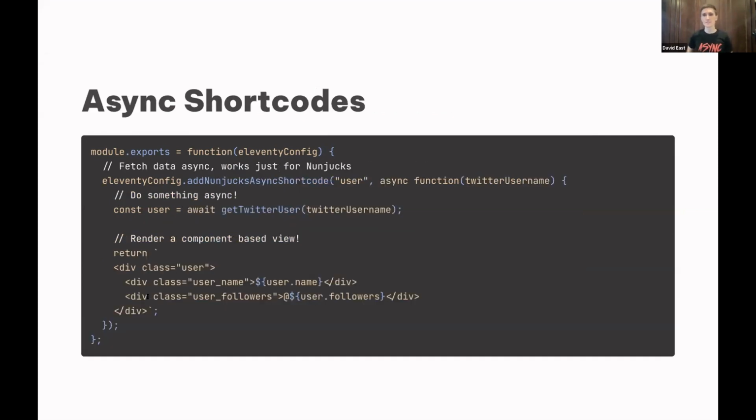What about doing things asynchronously? Oh, I can do that too. And in this case, specific to the Nunjucks async shortcode, I have my user component and I pass in a Twitter username. I have some magical async function that probably talks to the Twitter API and then returns that user information. And then I can render it right inside of this function. That looks very, very similar to something I would do in React, Angular, or any one of those.